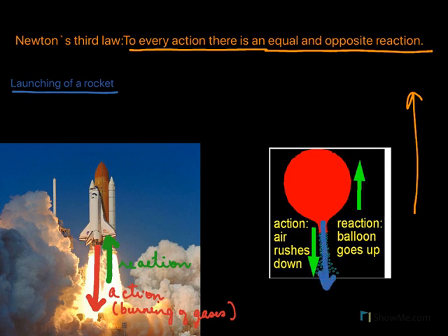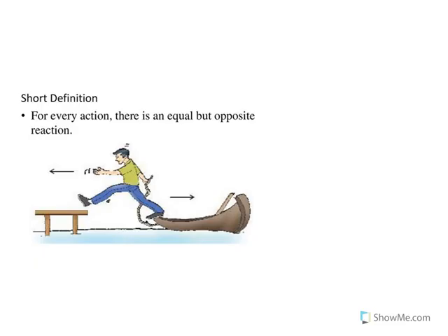When the air is released, it moves in the downward direction. To this, there is an equal and opposite force acting in the upward direction, due to which the balloon begins to rise. Here is another example of Newton's third law. As this man jumps out from the boat onto the deck, he exerts a backward force.